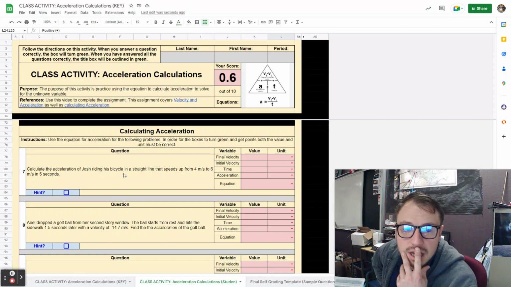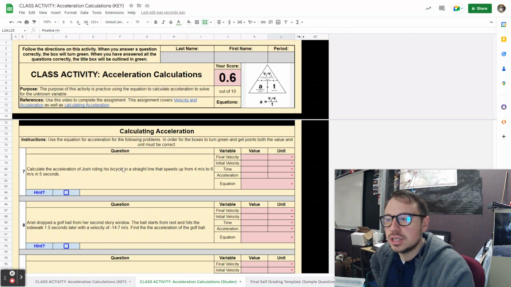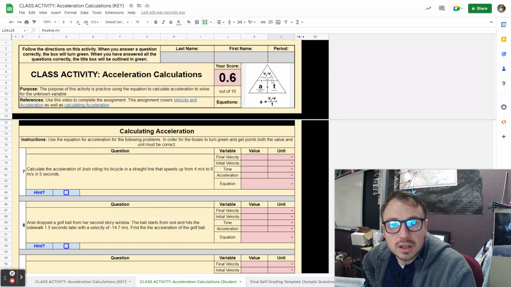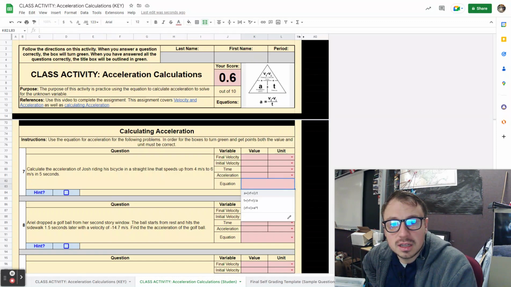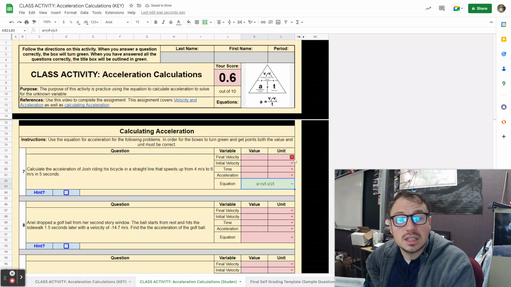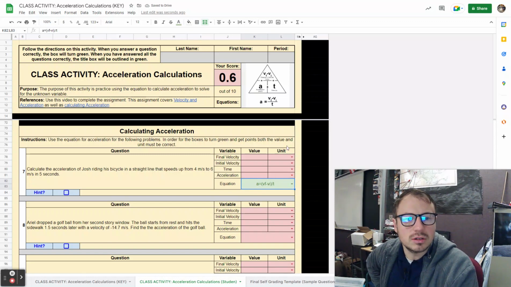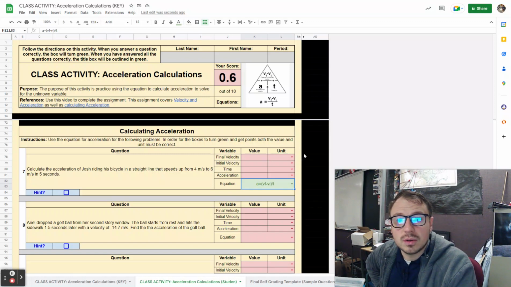So the first thing is, I want to ask myself, what is this question asking us to find? So if I look at my little equation triangle up here, I cover up acceleration, and the acceleration is going to equal the final velocity minus the initial velocity divided by time. Notice it already turned green, right? So this is just because I want to make sure that you're using the correct equation.